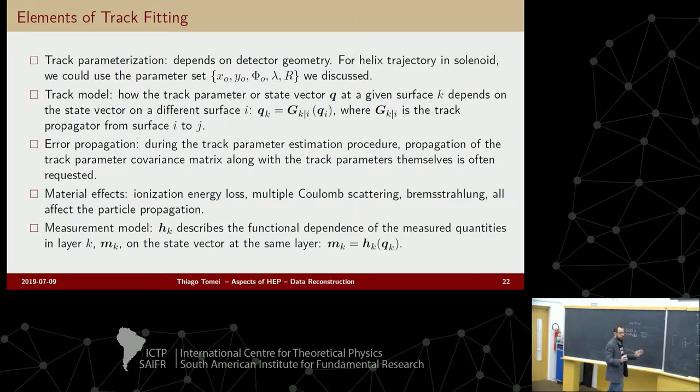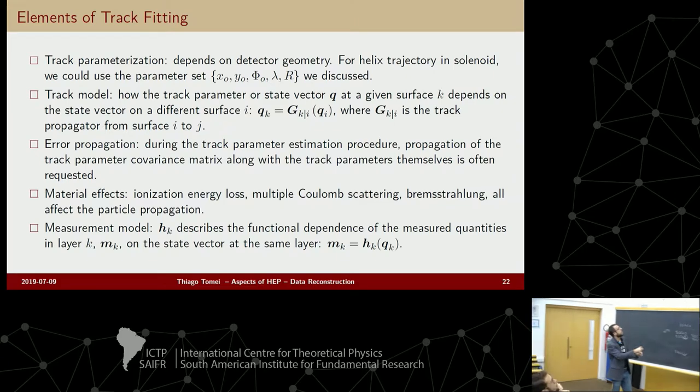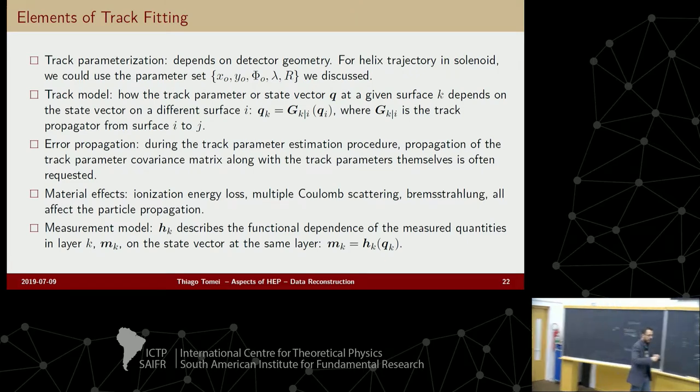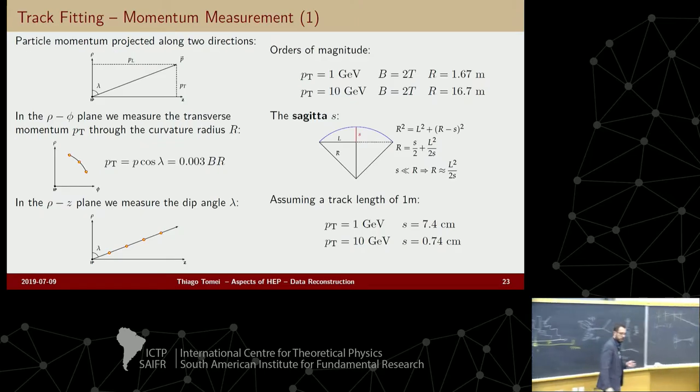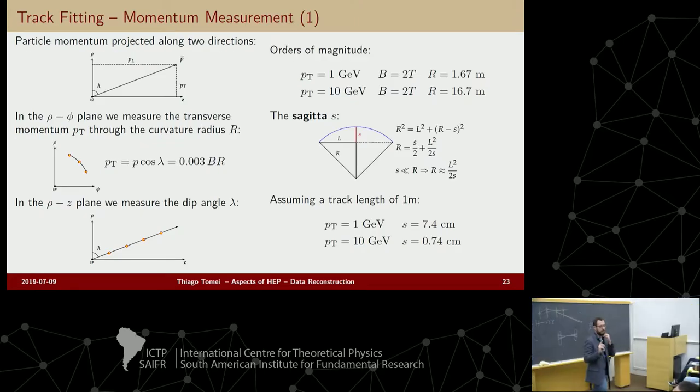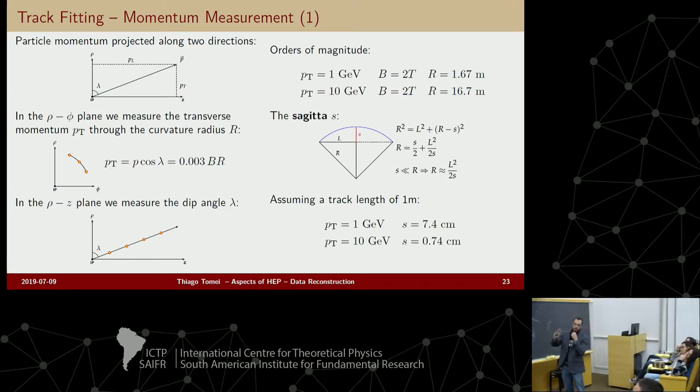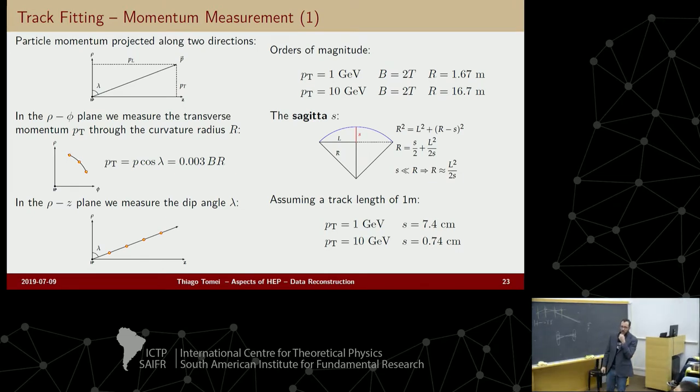Even with all of these things, if you have a track model that tells you how the particle moves from one point of measurement to the other, and a measurement model that tells you how the particle passing through that detector gives rise to a signal, you can iterate this and have a complete modeling of your track. Now, I'll speak more about this later, but this is a complicated thing. Let's start with the simple.